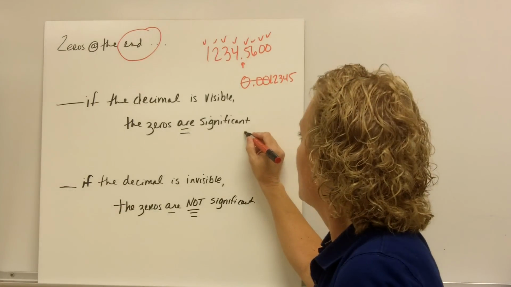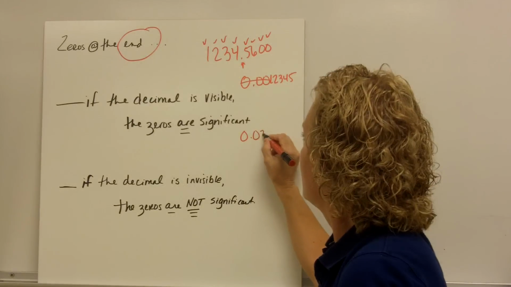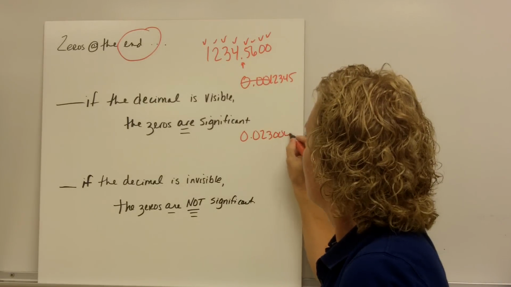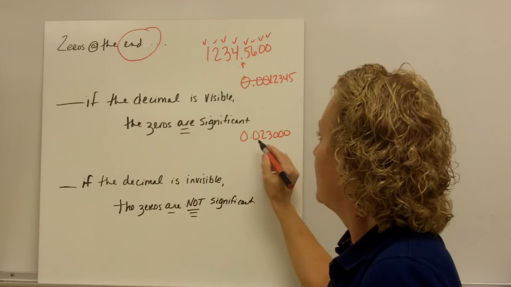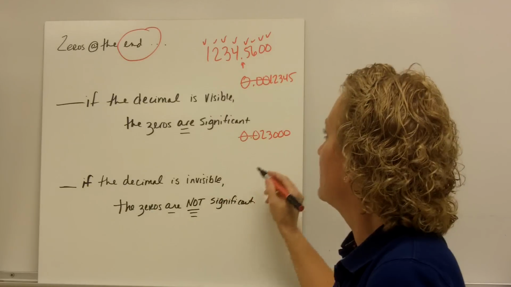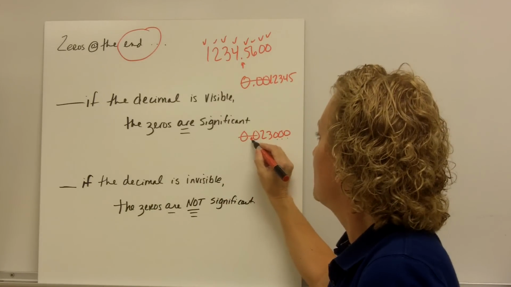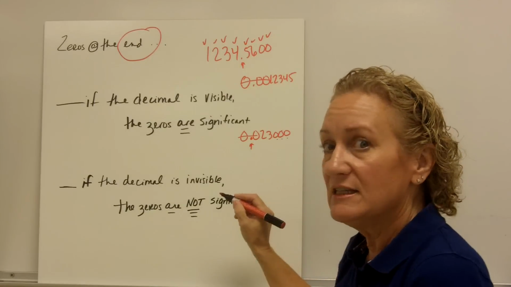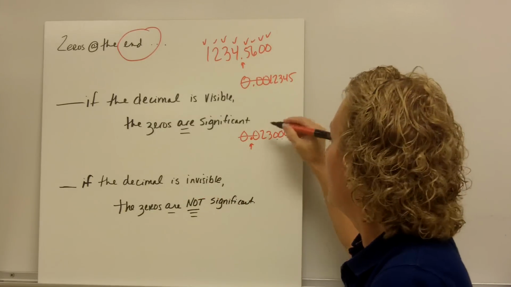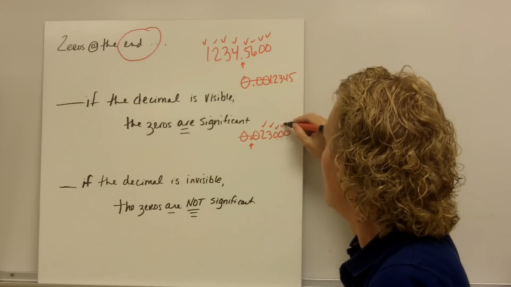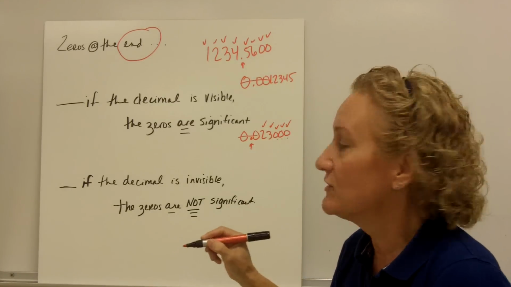If I have this number, well, let's look at it. Zeros at the beginning of a number are never significant. Zeros at the end of a number, sometimes significant. Is my decimal showing? Yes, it is. That tells me those zeros at the end are significant. So I have 1, 2, 3, 4, 5 significant figures.